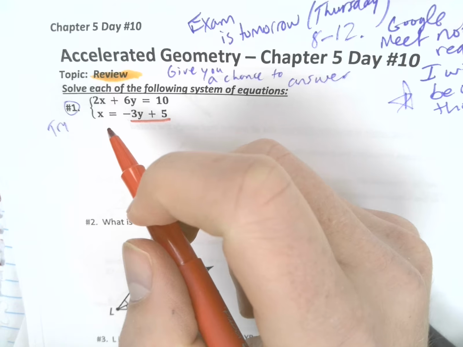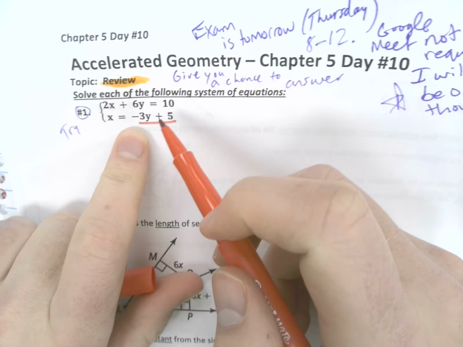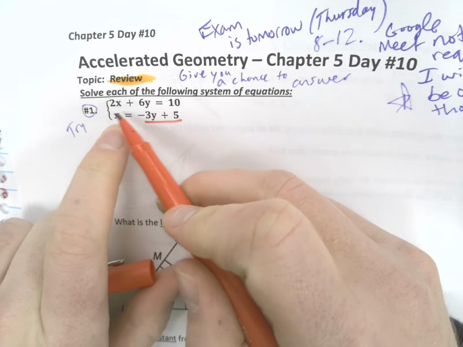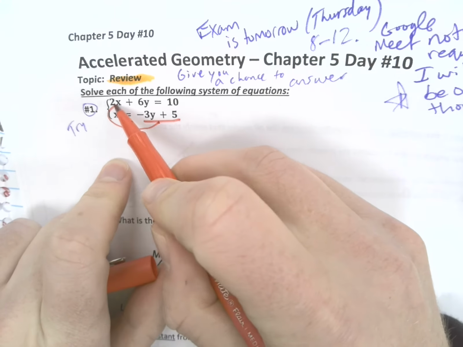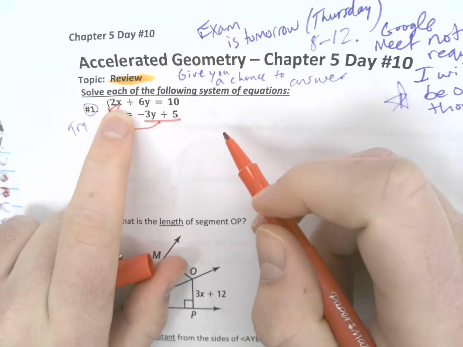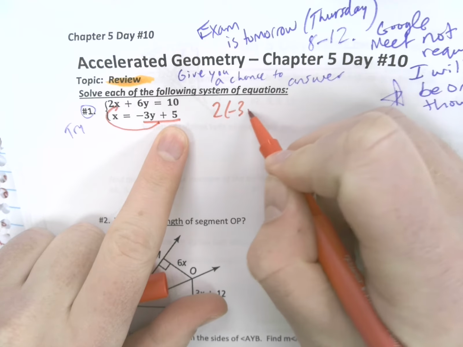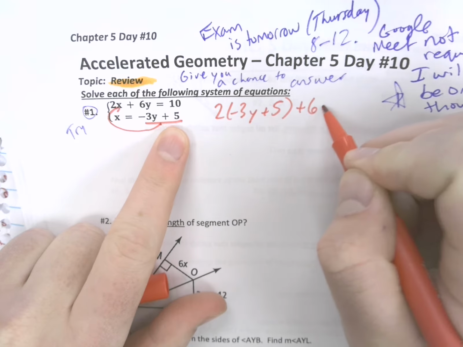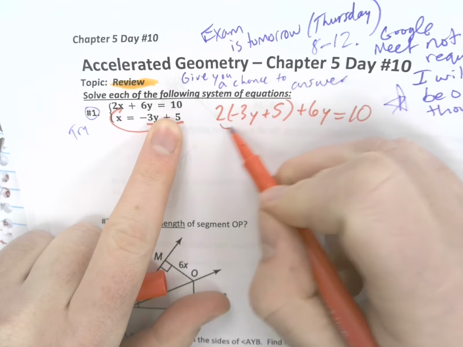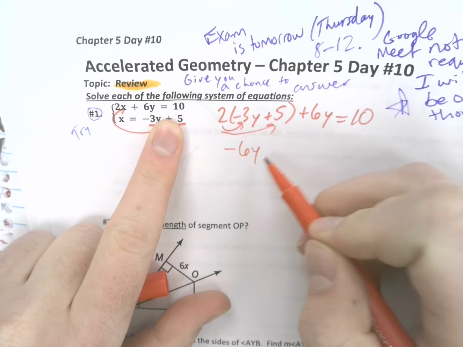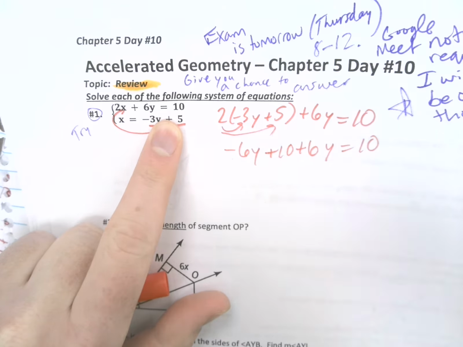So go ahead. All right, so first thing I notice is x's and y's are not lined up. In fact, we have an x over here chilling by itself. And if you have a variable by itself, whatever it equals, you can plug in to itself in the other equation. So really, x is negative 3y plus 5. So 2 times negative 3y plus 5 plus 6y equals 10. And from there, you're distributing negative 6y plus 10 plus 6y equals 10.